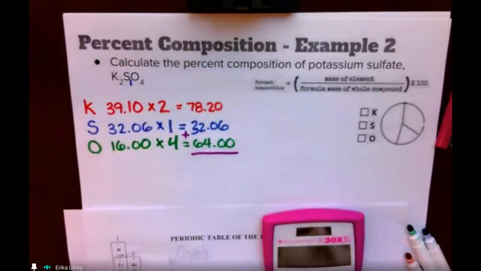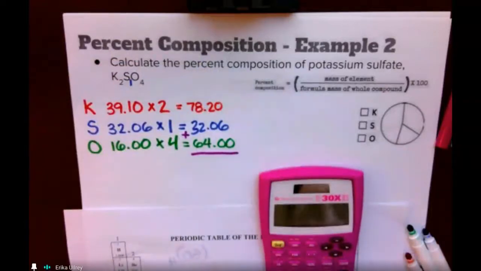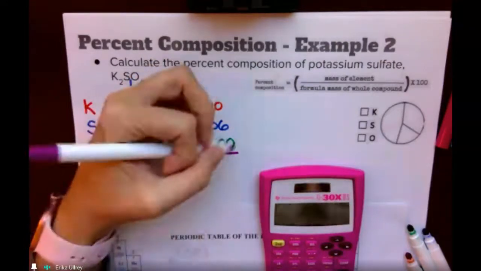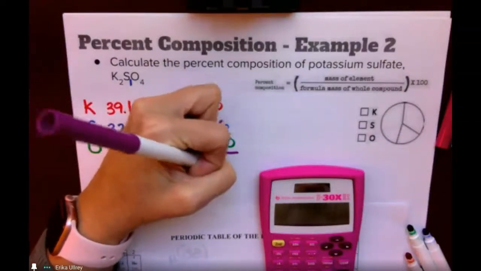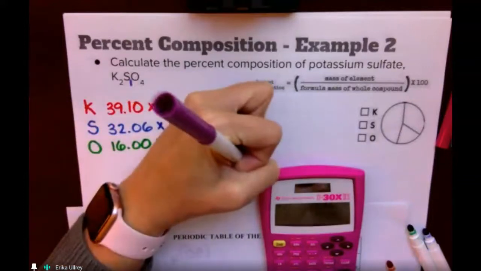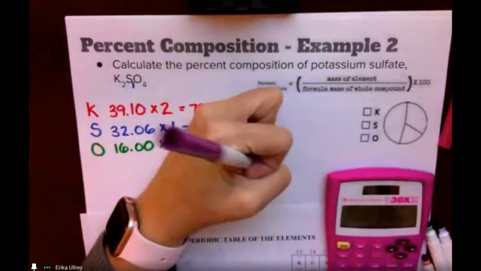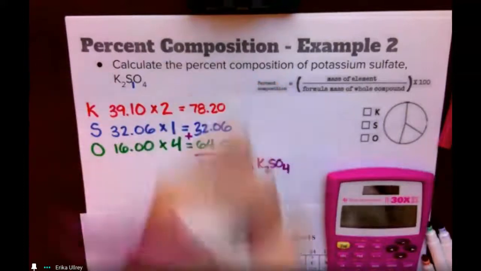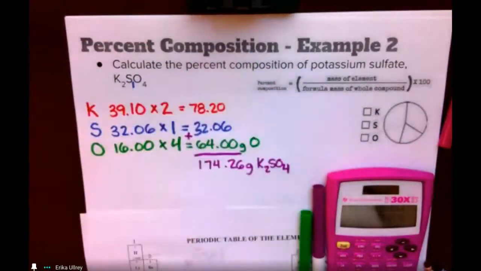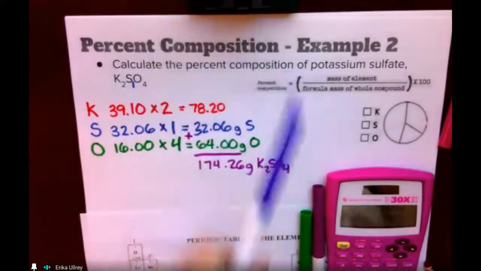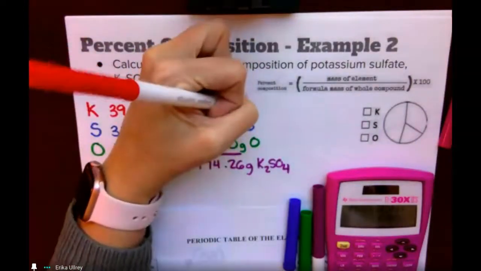So I'm going to take each of those and add them. So I'm going to take my 78.2 plus my 32.06 plus my 64. Add those together, and I'm going to get 174.26. And that's grams of K2SO4. This equals grams of oxygen. This one is grams of sulfur. And this one is grams of K.